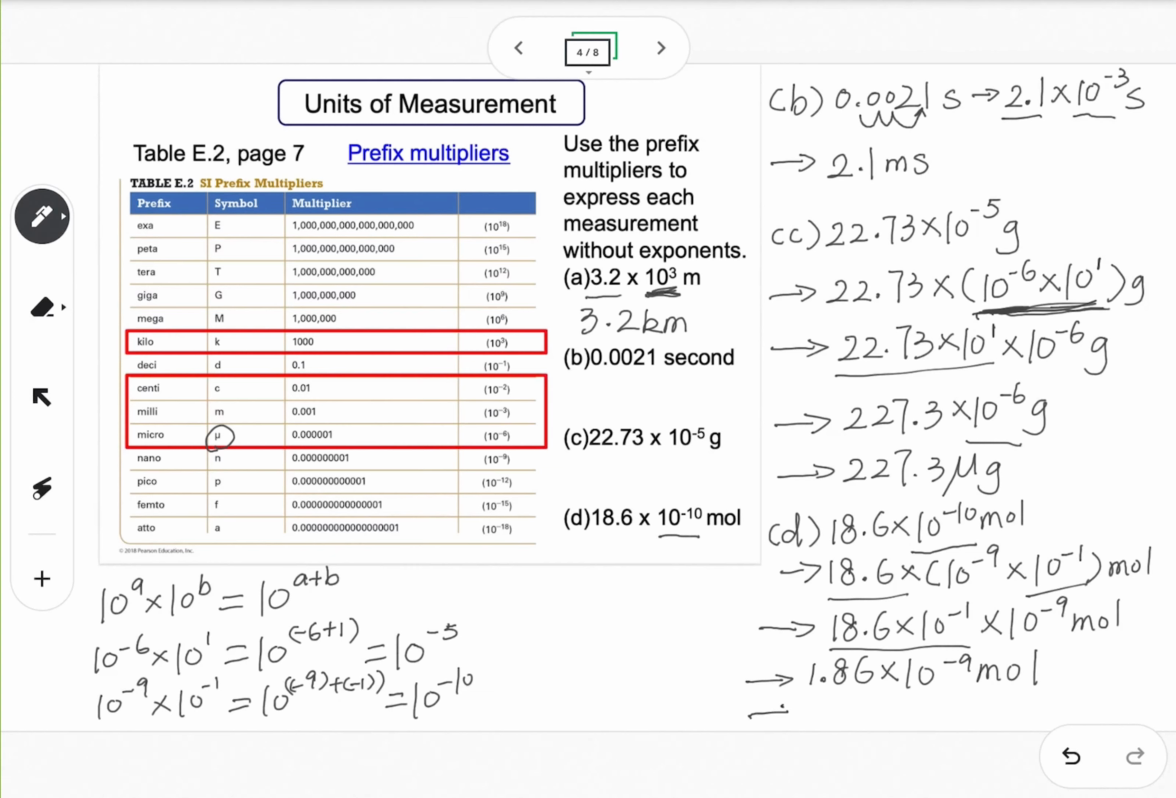So the final answer, we use lowercase n right here to replace 10 to the negative 9. So that's going to give us 1.86 nanomole.